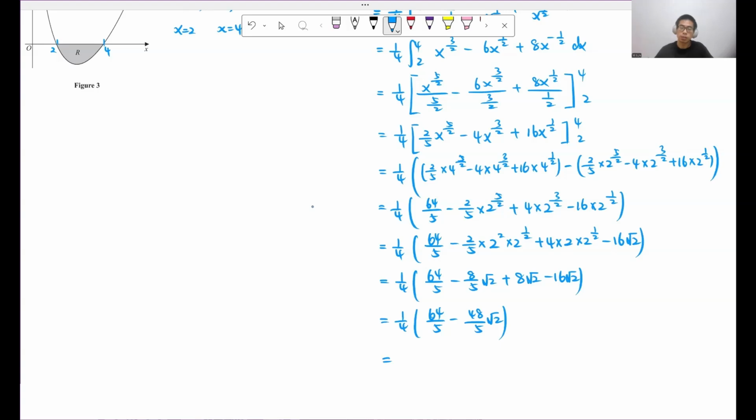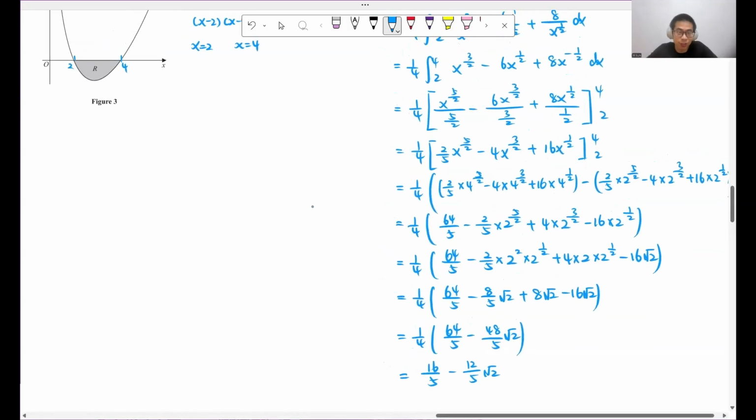And if we times them out, 1/4 times 64 over 5, that should be 16 over 5. And then 1/4 times 48 over 5, that would be negative 12 over 5 root 2. So that will be our final answer.